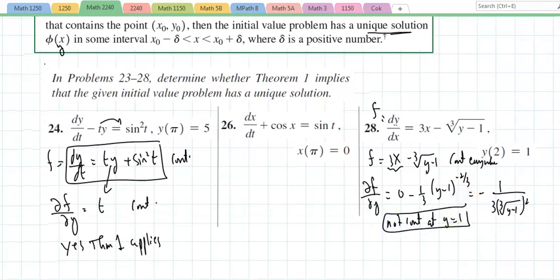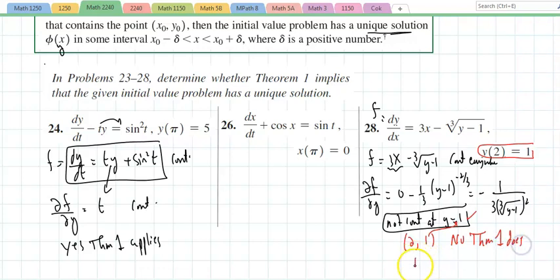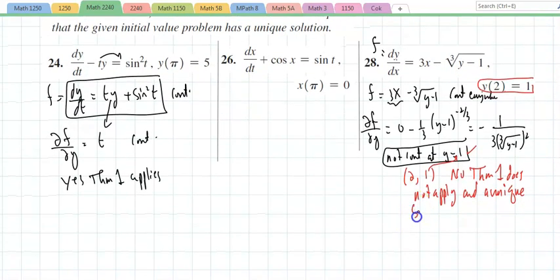But look, do you see what their initial condition is? Their initial condition, they say when x equal 2, y equal 1. Do you see that there's no way of including the initial condition because y equal 1 is not continuous? So here we say no, theorem 1 does not apply, and a unique solution is not guaranteed.